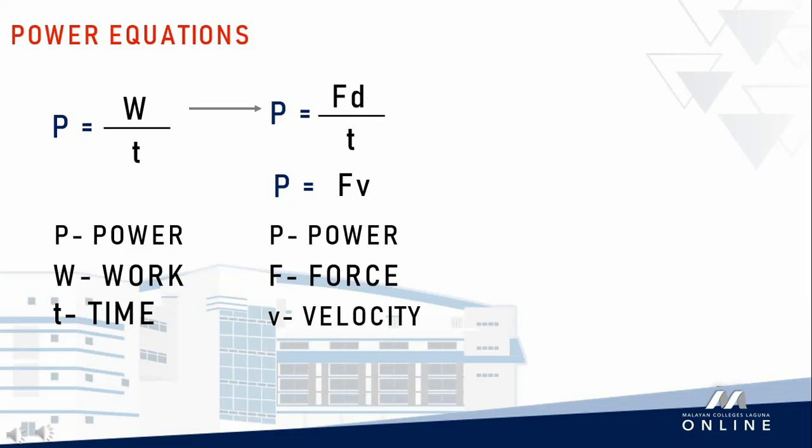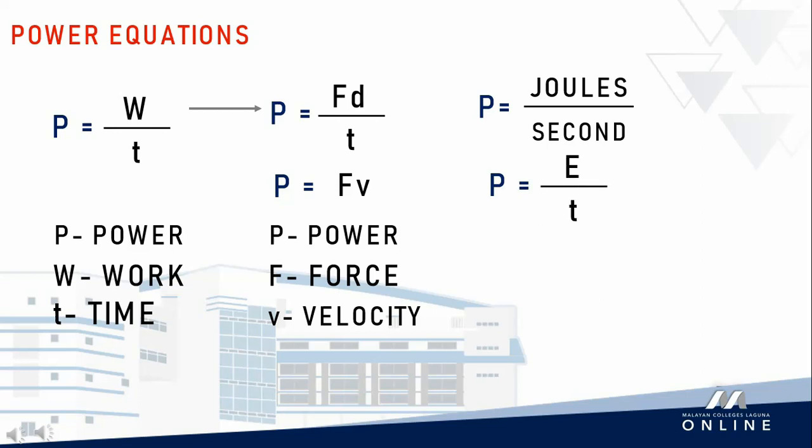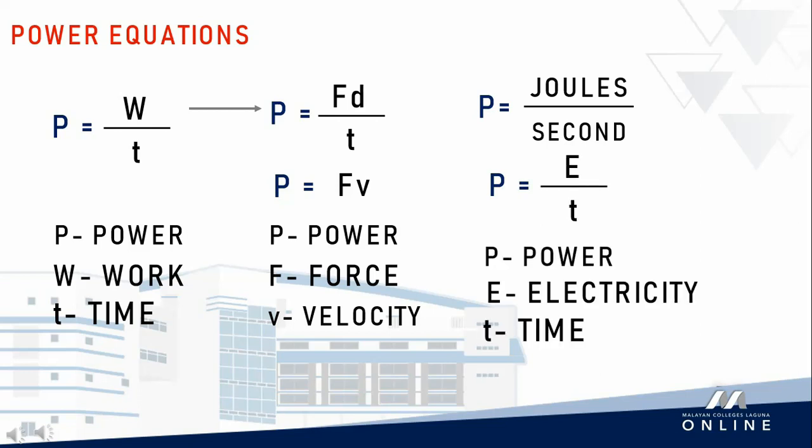Lastly, since energy is related to work, we can also express the equation as the rate at which energy has been used. Power has the units of energy in joules per unit time. In other words, J over s is equal to 1 watt. Thus, this yields the equation P is equal to E over t.